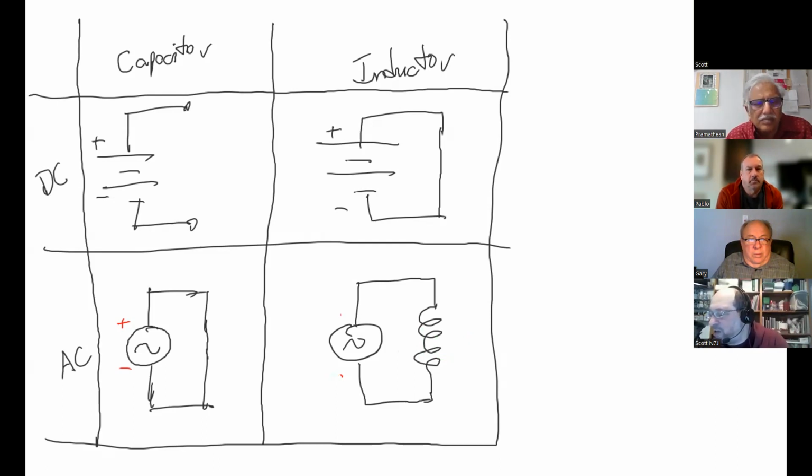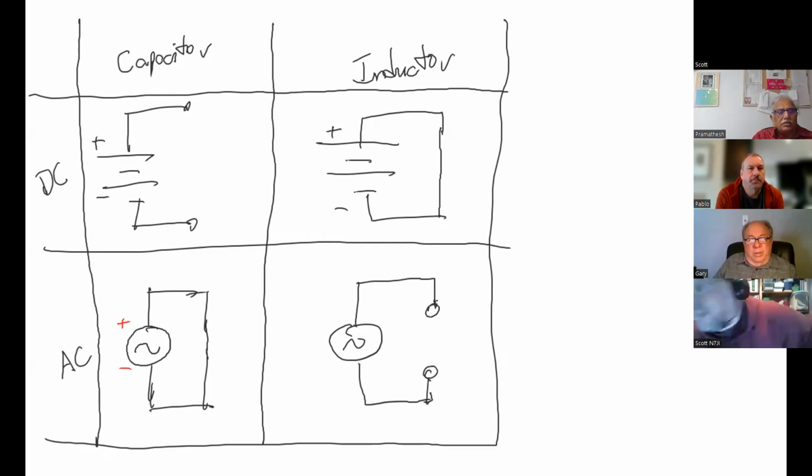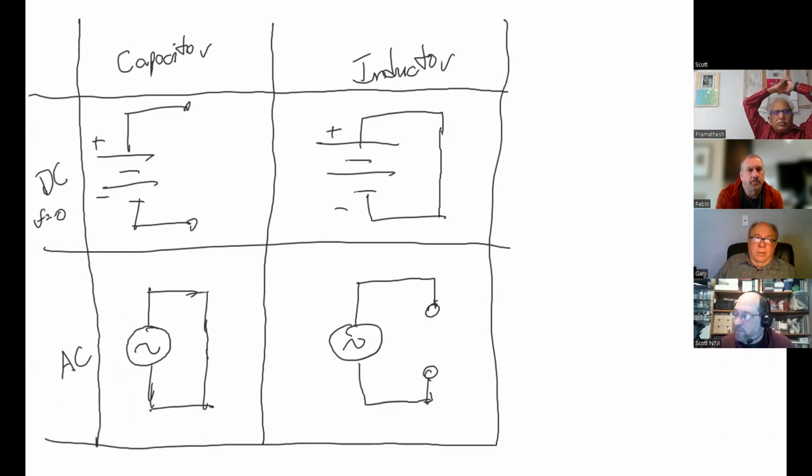If it didn't allow any current to flow, what does that mean that it looks like? An open circuit. So in the extreme, basically what we get is that a capacitor at DC and an inductor at AC both look like open circuits, and a capacitor at AC and an inductor at DC both look like short circuits. And those are, if we were to take this to the extreme, frequency equals 0 and frequency equals infinity.